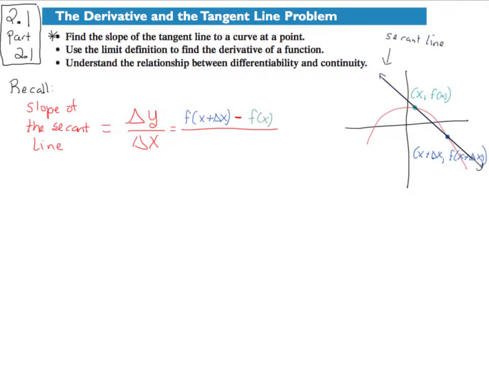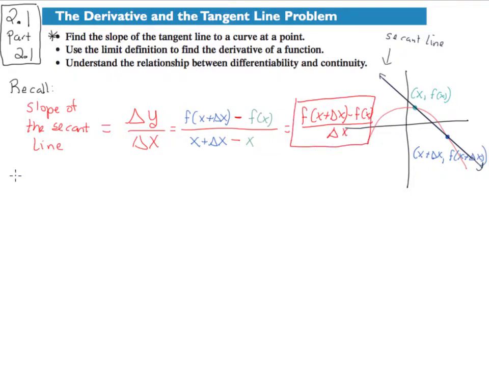And remember how that simplifies down: my change in x is my second x value, x plus delta x, minus my first x value, which is x, which is delta x. So it simplifies down to f of x plus delta x minus f of x over delta x. This is the standard form of finding the slope of a secant line given any two points.